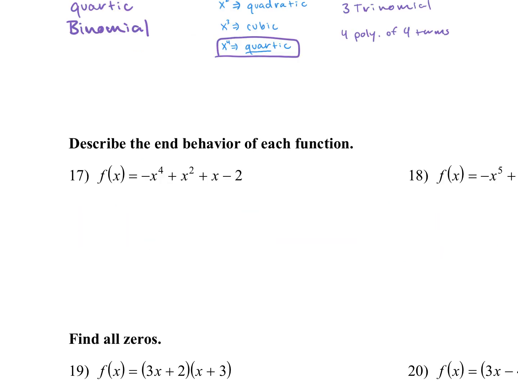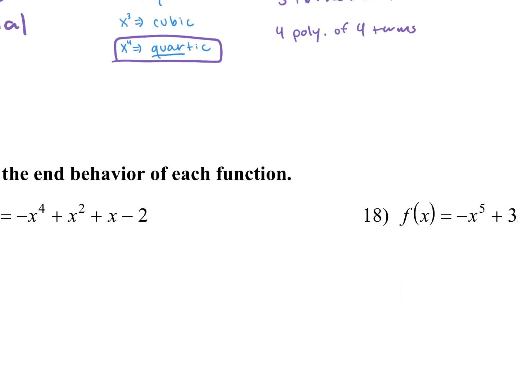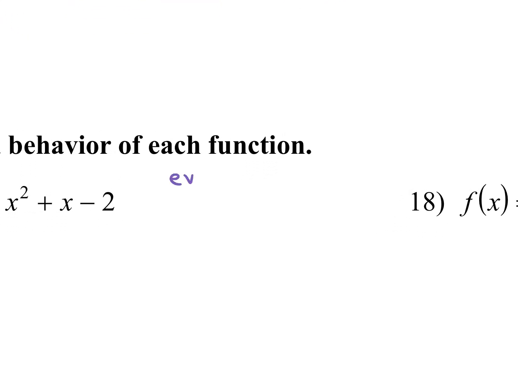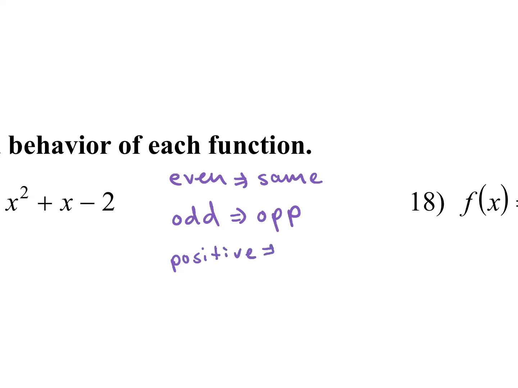Here we have to describe the end behavior. So as a little refresher, if the degree is even, that means that they go in the same direction. Odd means that they go in opposite directions. And if it's positive, that means the right one goes up.